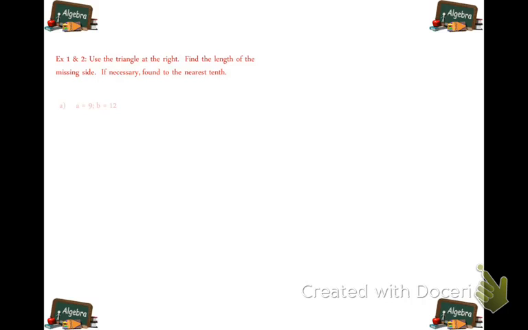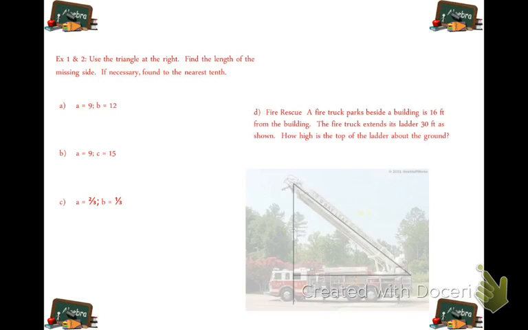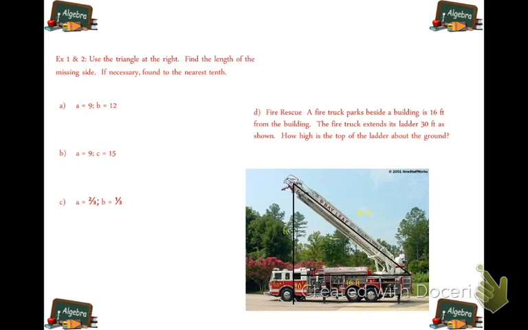So let's try it. For example 1, that would be just the first section right here, A, B, and C. D is considered example 2, but it's almost the same thought. So you need to remember your formula. It's A squared plus B squared equals C squared, and you have to keep them in this order. On A through C, they give you the letters in the order they're supposed to be in.